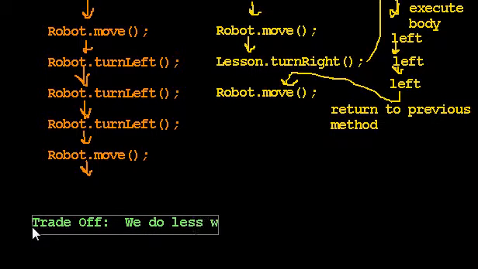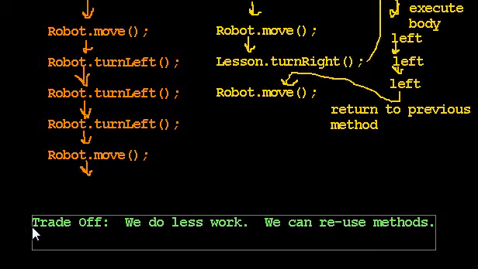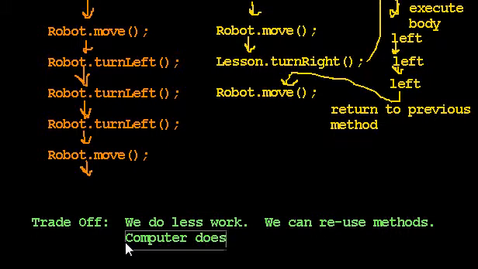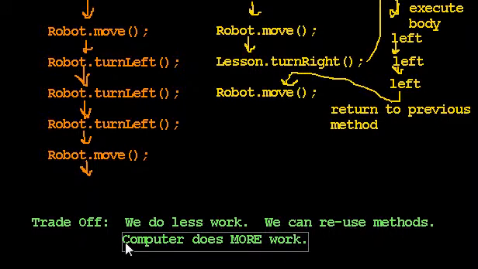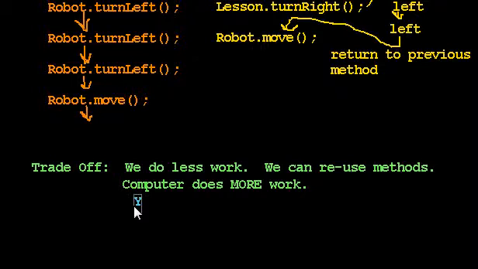We do less work, because once we've defined turn right, we can reuse the methods we define. On the other hand, the computer does more work. It has to stop, it has to look up that information. It's possible that it takes more time to look up that information depending on what the compiler actually does when it translates our program into Java bytecode. So is this a good trade-off? Do we want to do less work and make the computer do more work? And the answer is usually yes. We love when the computer does more work and we don't have to. So we're going to consider this a positive trade-off.